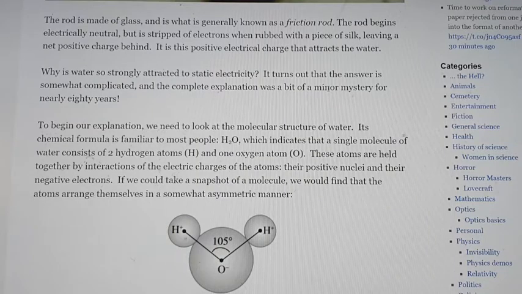These atoms are held together by interaction of the electric charges of the atoms, their positive nuclei and their negative electrons. If we could take a snapshot of a molecule, we would find that the atoms rearrange themselves in a somewhat asymmetric manner.